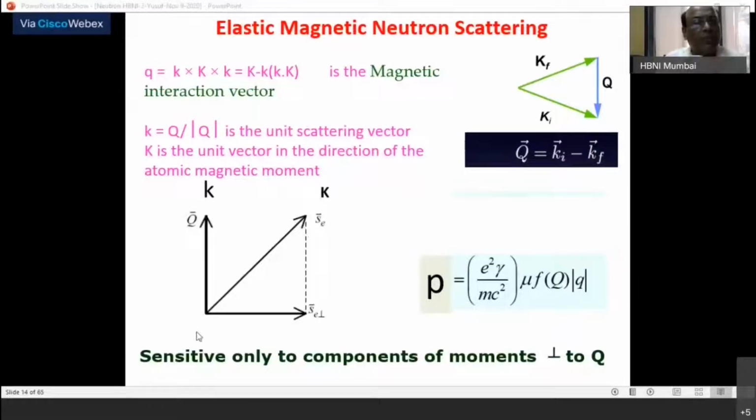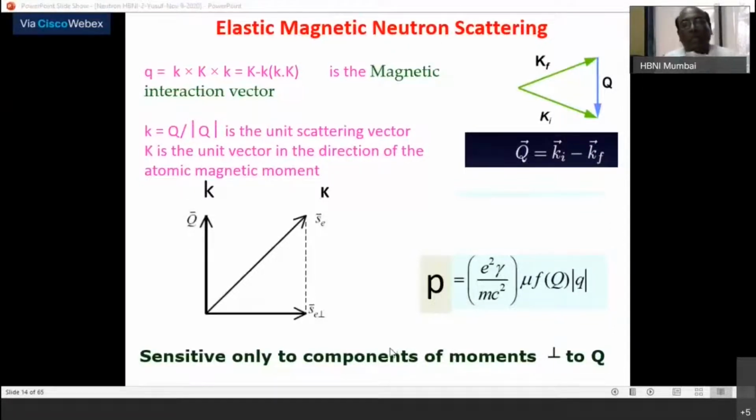You will see that the moment component which is perpendicular to Q, that is the spin of the electron perpendicular to Q, or you can say mu, the moment of the electron, meaning not a single electron but whatever the 3d orbital net total, or whatever the 4f orbital total, spin and orbital, total J. So that is the total moment of the atom or ion, mu, and mu perpendicular to Q. This is my conclusion: in magnetic neutron scattering, only the component of the moment which is perpendicular to the scattering vector Q is sensitive. Fair enough.